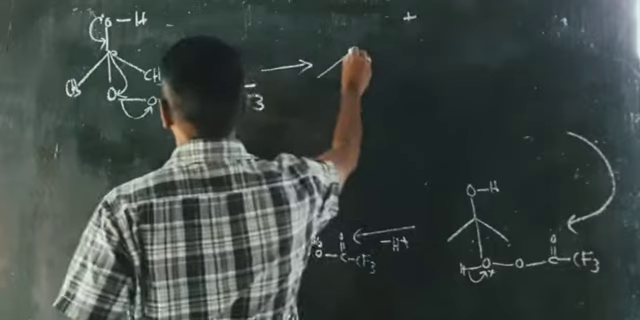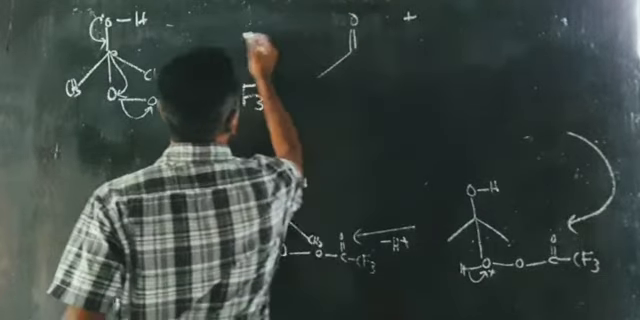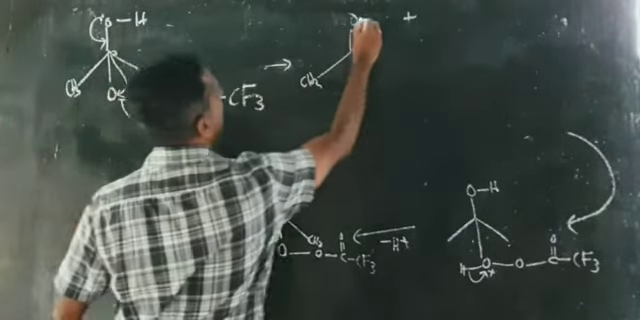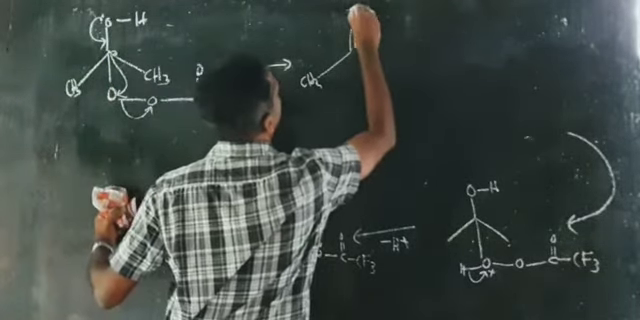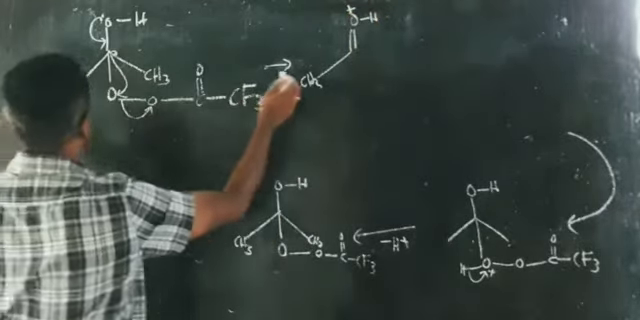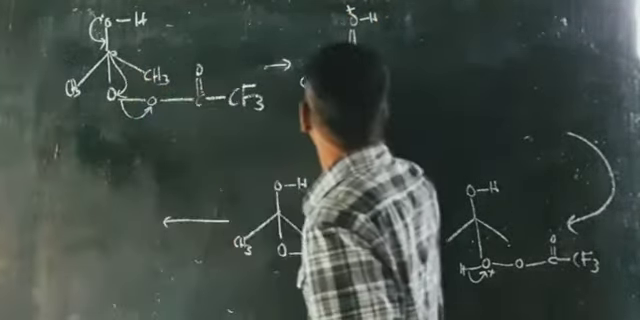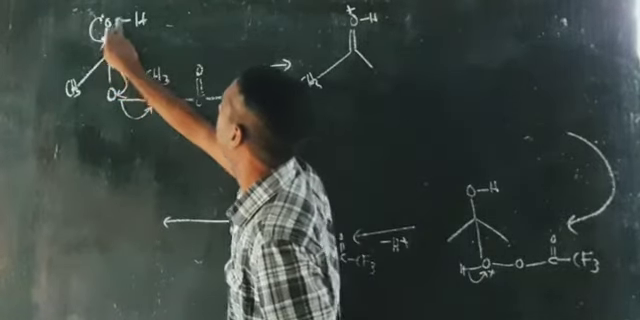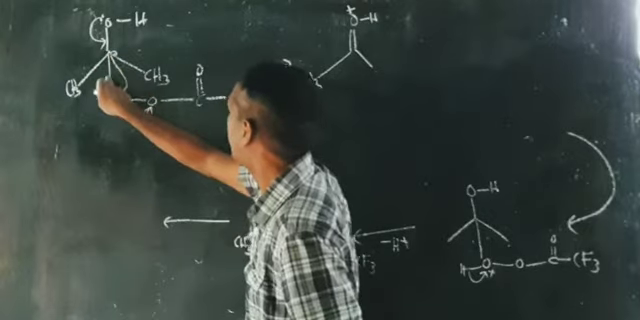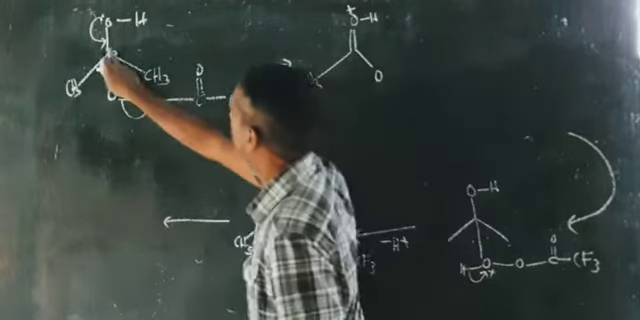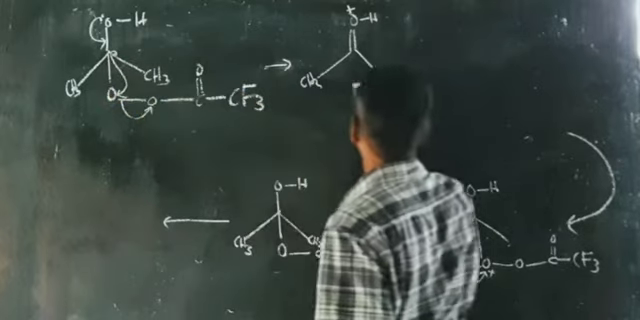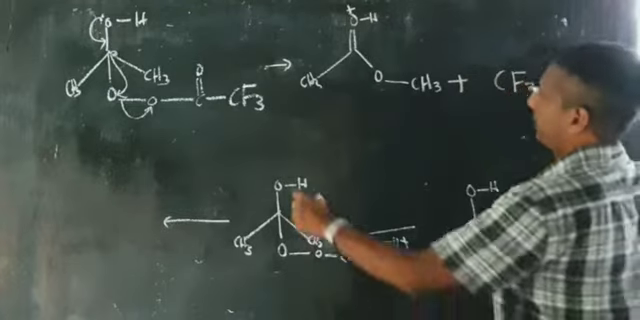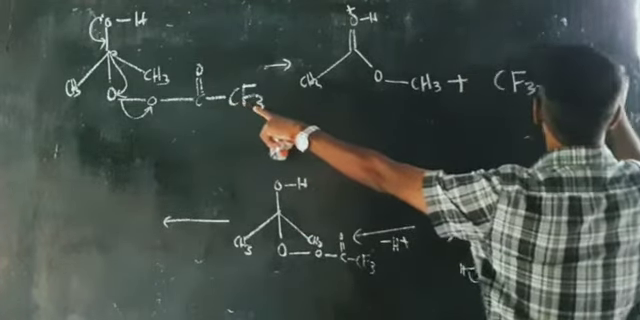Here it is a double bond O. Here it is double bond O. Here it is CH3, C double bond O. Here it is H, and of course it will become a positive charge. And here you are getting CH3, C double bond O, H, and this O. What will happen, this CH3 is migrated to here, so here it is CH3, plus what you will get, CF3, C double bond O, O minus.